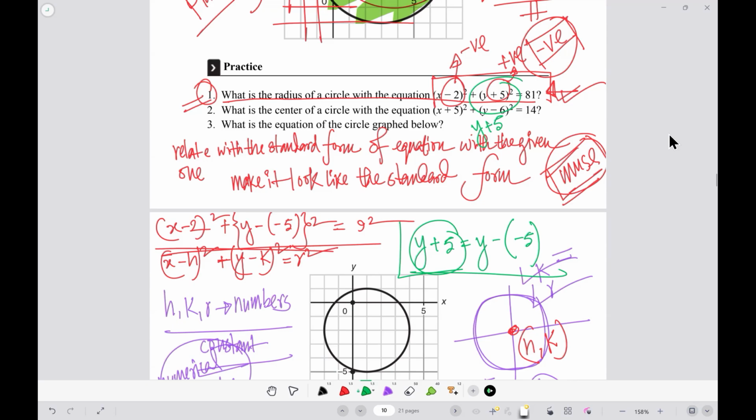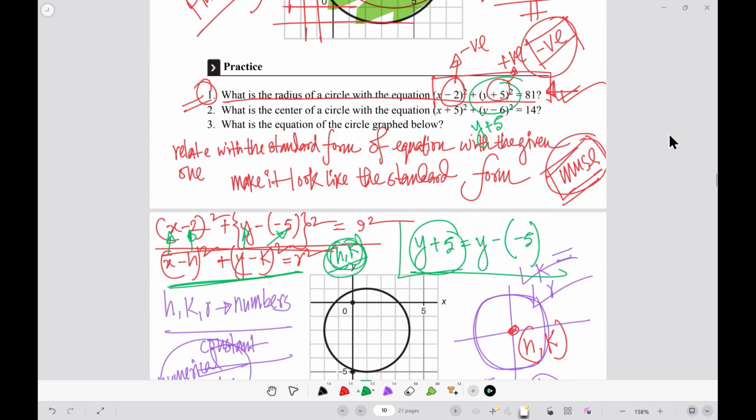So this is it. We can just relate here. This x is going to be x, this h is going to be 2, this y is going to be y, and this k is going to be negative 5. Now if we want to find h and k, then we know for this standard equation the center is (h, k).